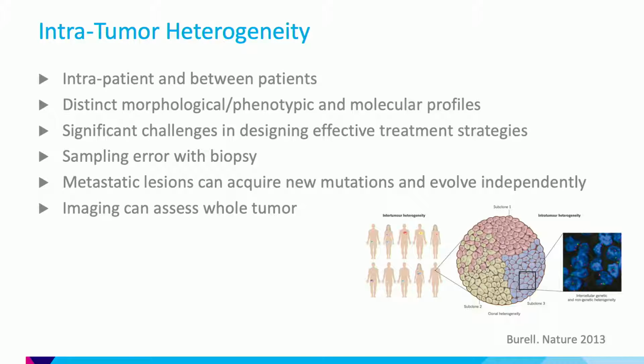Especially when you think about it, when you do a biopsy, you really are limited by the sampling error. When you do a biopsy, you can really go to areas with low grade or high grade, etc. And also what's interesting is that metastatic lesions can be very different from the primary tumor. You may have very different phenotypes. And what's interesting about imaging is that you can really assess the whole tumor and give a more quantitative way of looking at tumor heterogeneity.